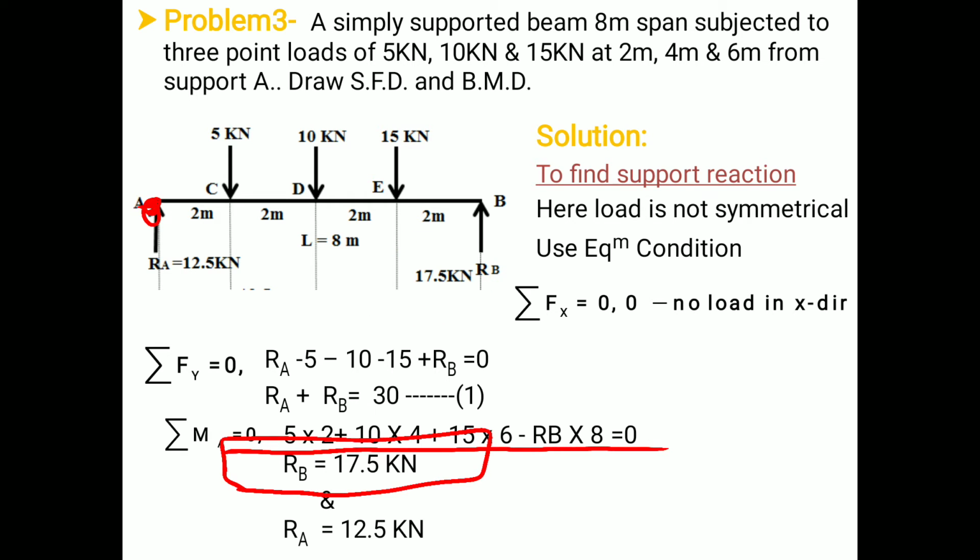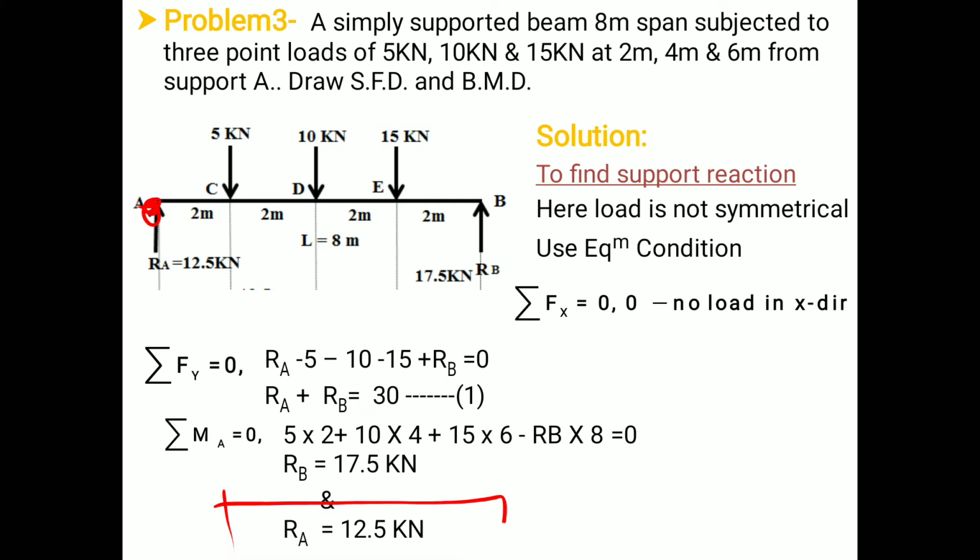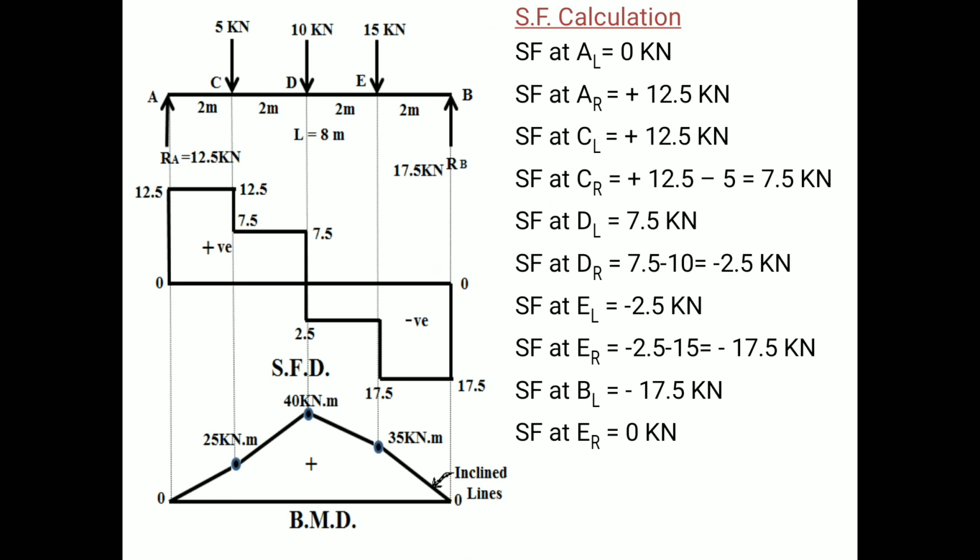On putting this value of RB in equation 1, we will get the value of RA. So the reaction at A will be 12.5 kilonewton. So this is the first step while solving the numerical based on shear force diagram and bending moment diagram. So the first step is to find out the reactions. Now we have the second step, shear force calculation.